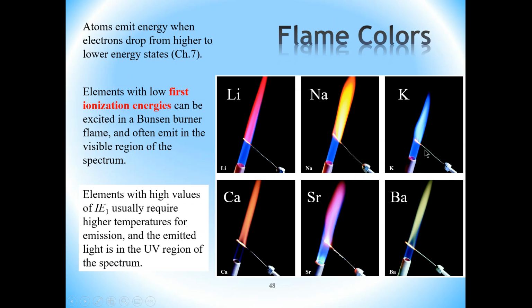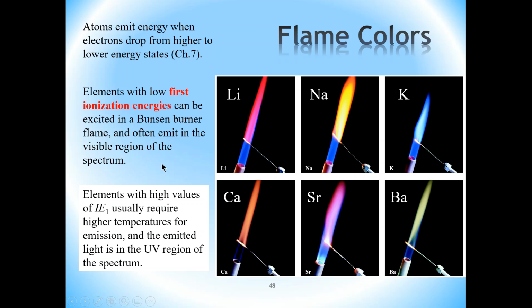What you're looking at here are some pictures of a very simple experiment where you take a nichrome wire, which is an alloy of nickel and chromium and is very inert, and you dip it in a solution containing these particular ions: lithium, sodium, potassium, calcium, strontium, and barium. Then you put it into a Bunsen flame and you see these different colors. Sodium will give a characteristic yellow color, potassium will give a characteristic blue color, and calcium will give a red color, and so on and so forth.